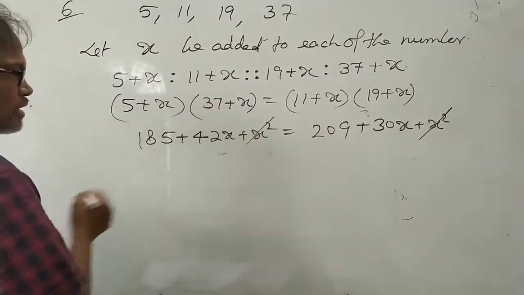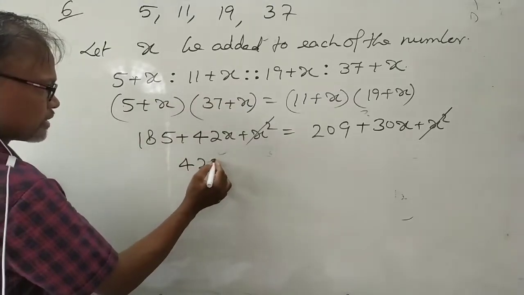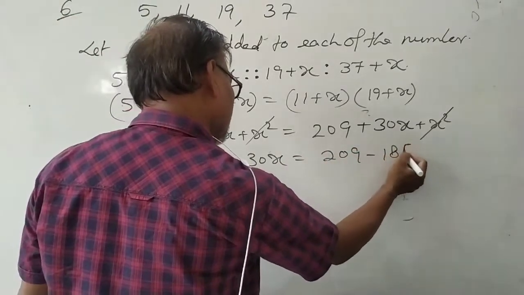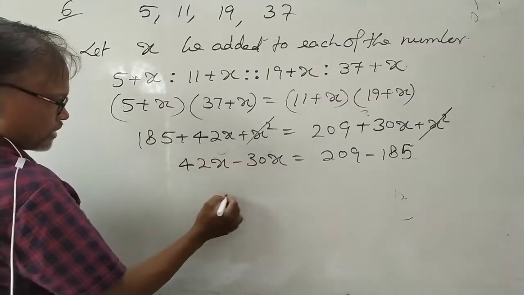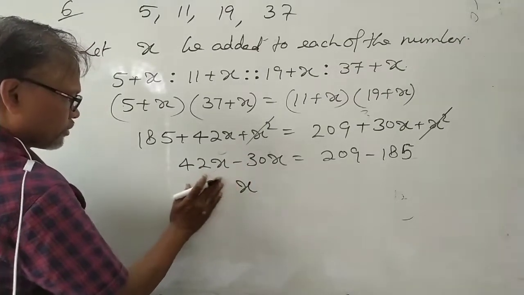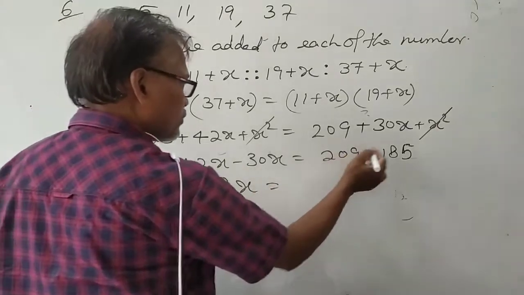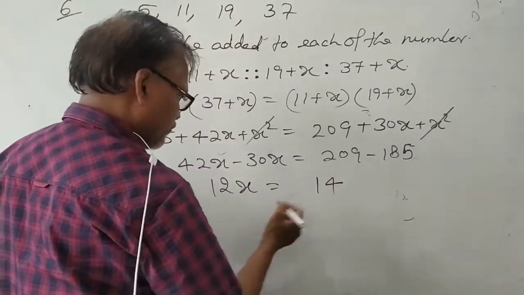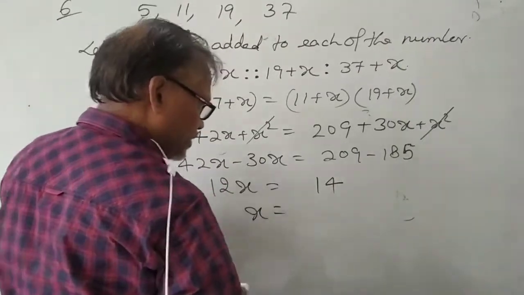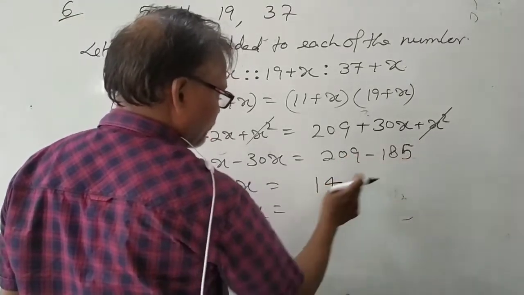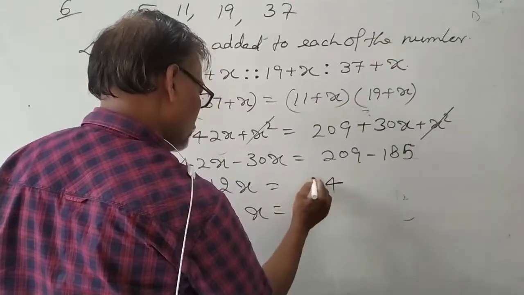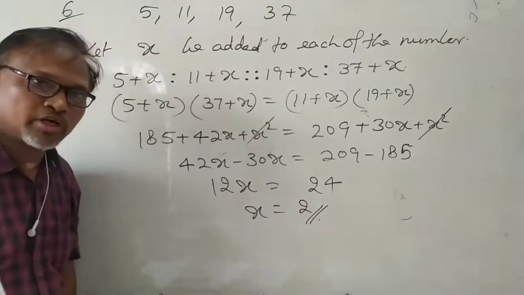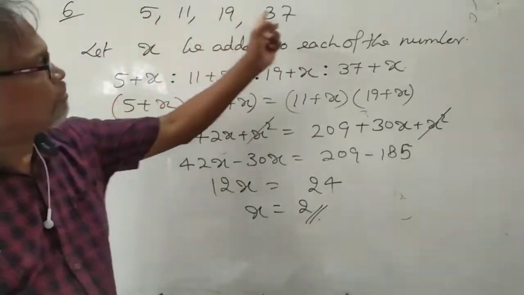This x square cancels, and all the variable terms you take to the left hand side, and the digits to the right hand side. So 42x minus 30x, 12x, is equal to 209 minus 185, which is 24. So x is equal to 24 by 12, that is 2. So the value of x is 2. That means the number 2 will be added to these numbers to get the proportion.